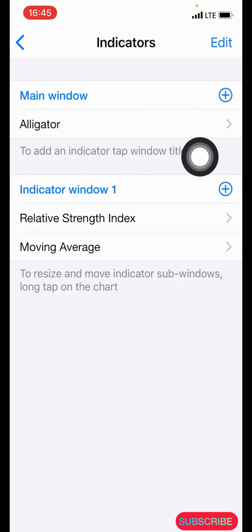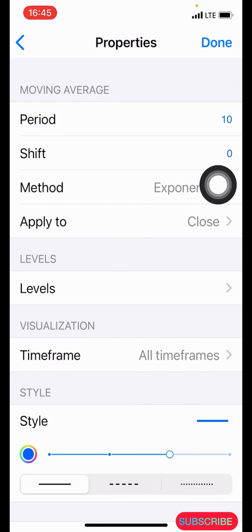Now the next indicator we have here is the moving average. Okay, so you are going to be clicking on this plus icon here, then you search for your moving average. All right, so these are the properties for this one. All right, so you take a screenshot of it again. All right, so I think that is going to be all. All right, that's going to be all.